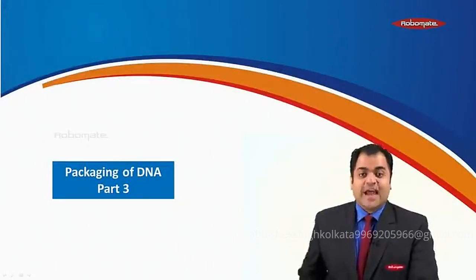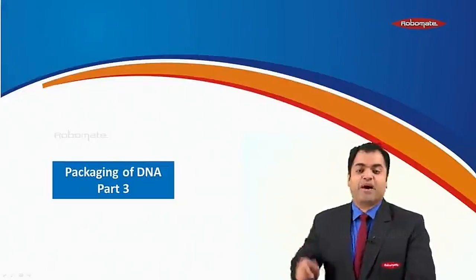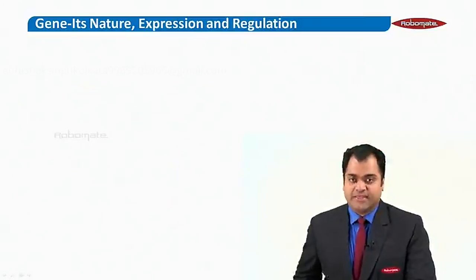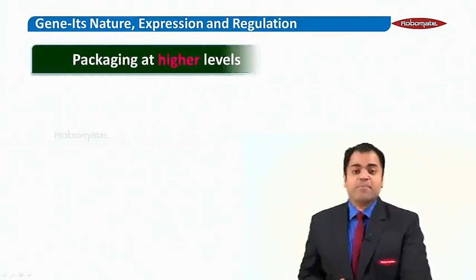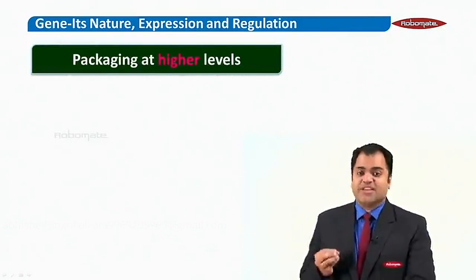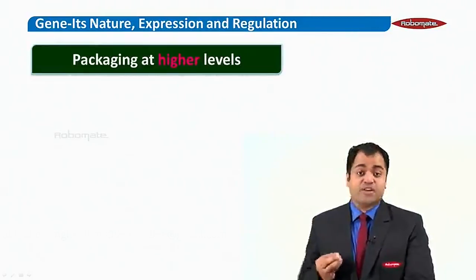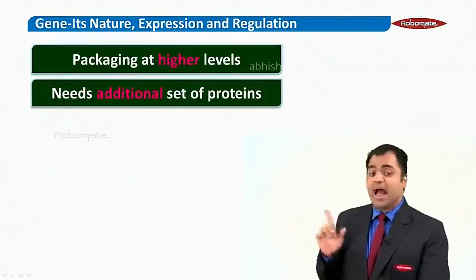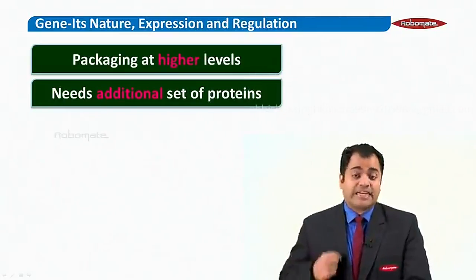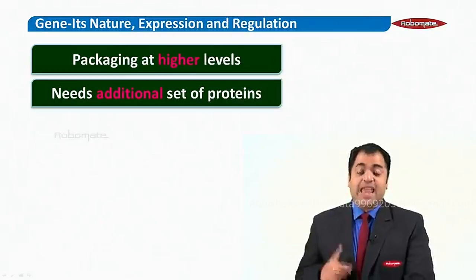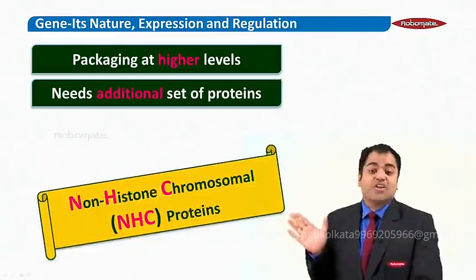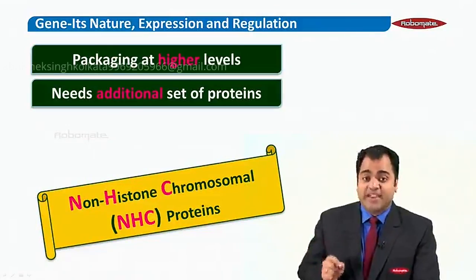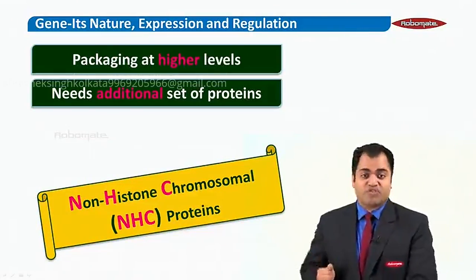Hello students, now let us look at the third and the final part of the packaging of DNA. Let us see what you want to see in this module. Now remember, at higher levels the packaging is slightly different because there are additional proteins involved. Higher level packaging requires an additional set of proteins, and these proteins are called non-histone chromosomal proteins. They can also be abbreviated as NHC proteins.